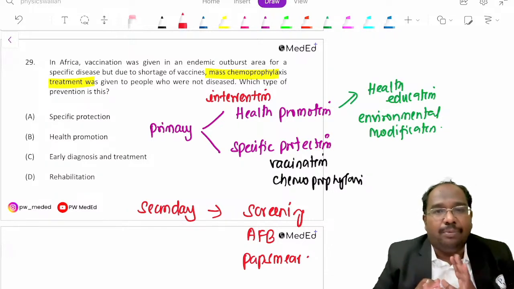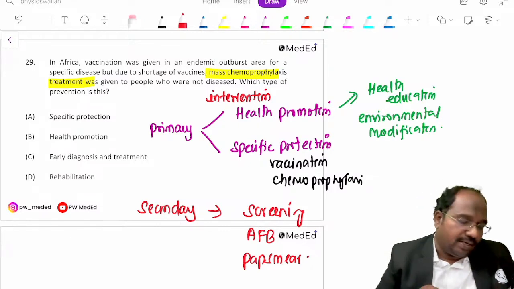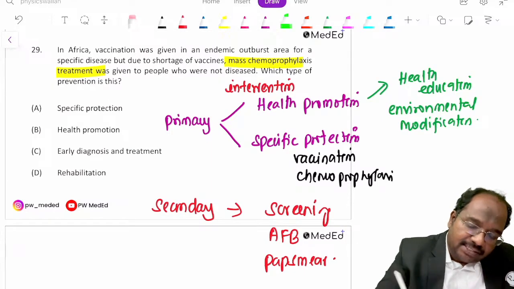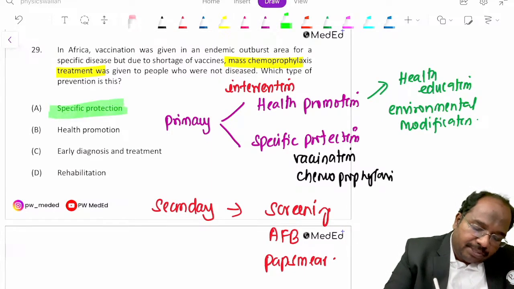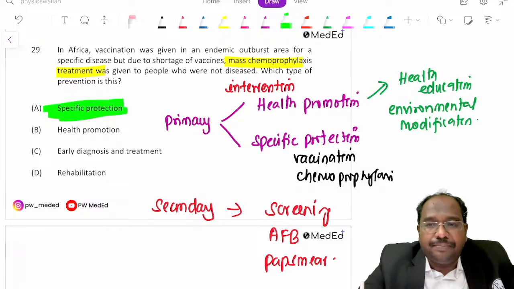I'm giving mass chemoprophylaxis. So what is the answer for this question? Mass chemoprophylaxis is specific protection. Specific protection. Am I clear?